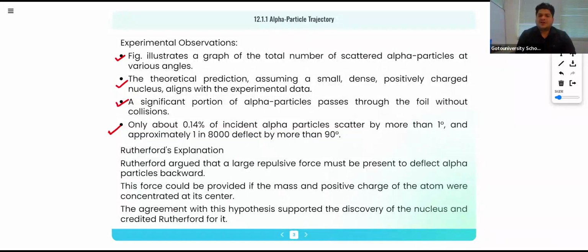Rutherford's explanation: Rutherford argued that a large repulsive force must be present to deflect alpha particles backward. This force could be provided if the mass and positive charge of the atom were concentrated at its center. The agreement with this hypothesis supported the discovery of the nucleus and credited Rutherford for it.